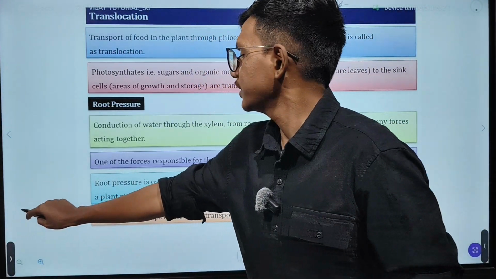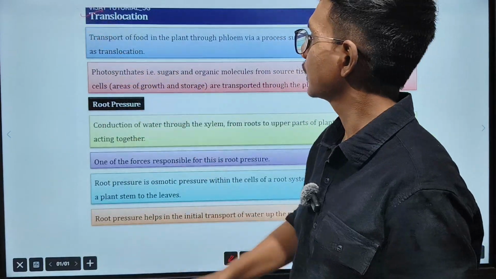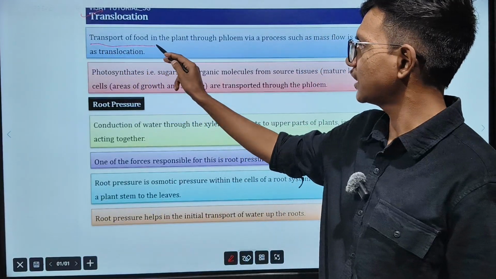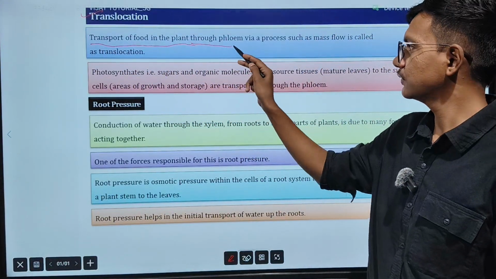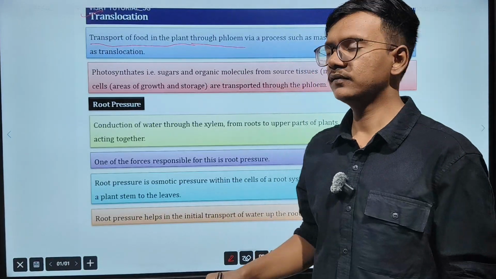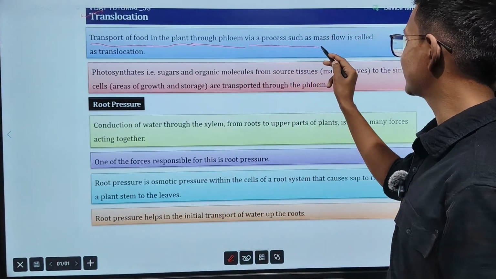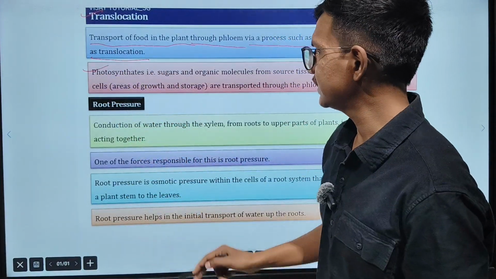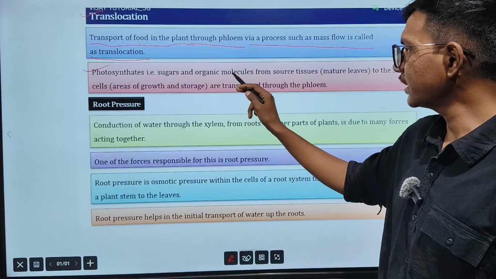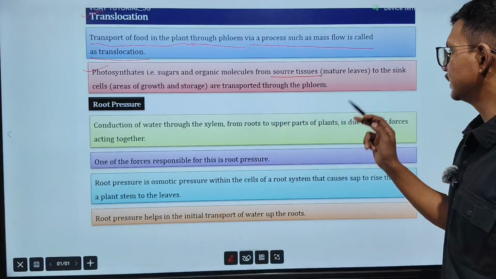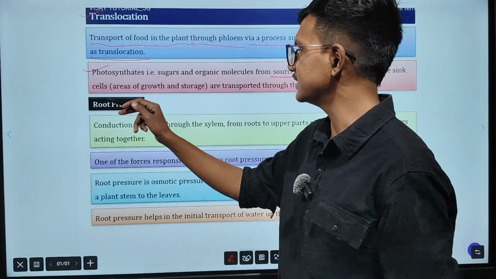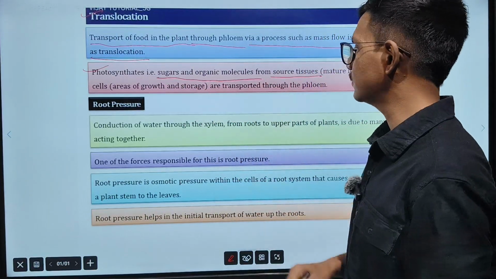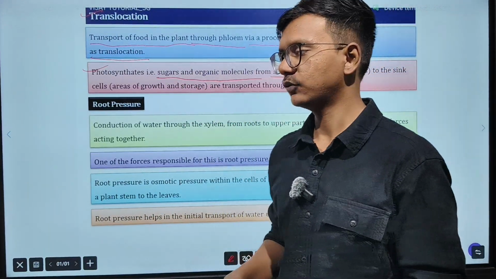Next is translocation. What do we mean by translocation? Transport of food in the plant. This thing you have to remember, transport of food in the plant through phloem. We know that the transportation of food is done by the phloem via a process such as mass flow, which is called translocation. Photosynthates, that is sugar and organic molecules from source tissues, that is mature leaves, to the sink cells are transported through the phloem.